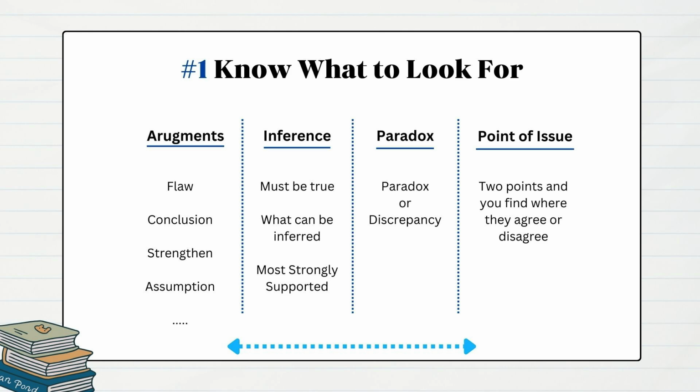Next up, we have paradox questions. And for these, once again, no conclusion either. Basically something weird is occurring, and the correct answer explains it. Finally, we have point of issue. And these are pretty easy to tell because basically you have two people, one position and a second position, and the question asks you what they agree about or what they disagree about, and it could be broad or specific. So they might disagree in, let's say, their conclusions, or alternatively, they might agree on their conclusions, but maybe the specifics is the part on which they disagree.